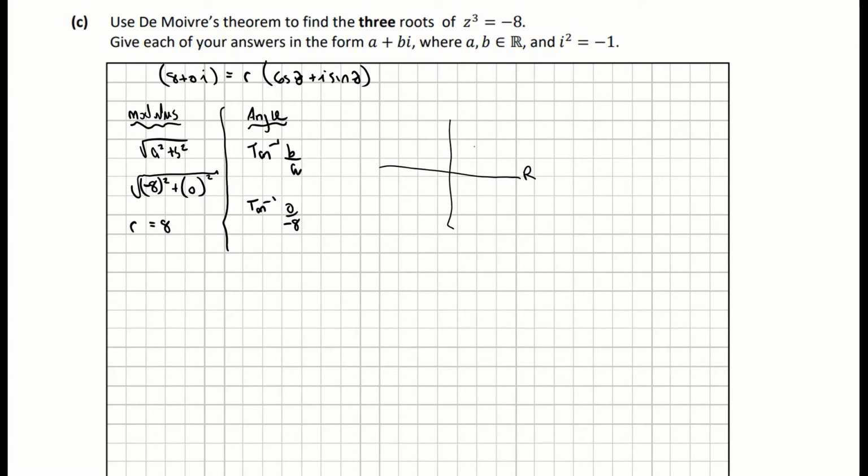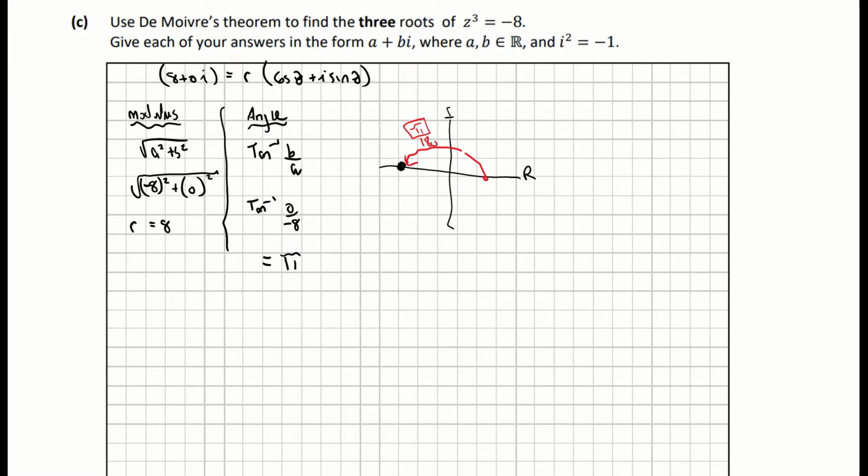So I have my reals and my imaginaries, and our complex number is -8 plus 0i, which will be back here. So this would be my complex number. And what angle is that? Well, if I'm starting and I go backwards, I'm going back 180 degrees, or in radians, I'm going back pi. So my angle there is equal to pi, or 180 degrees. So that's what I have to do. I have to sketch it in order to find my argument.